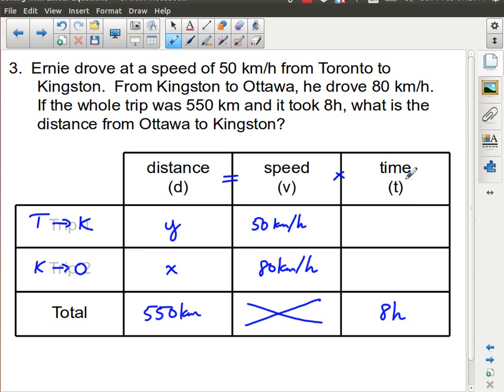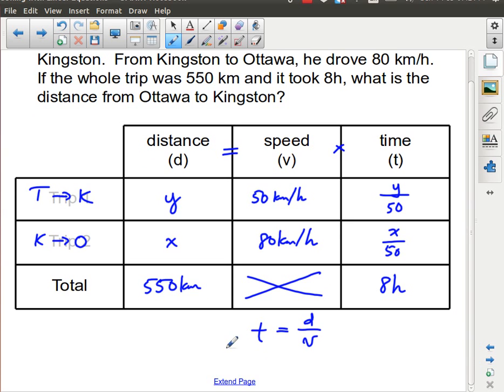So how do we write this? Well, we have to go back to what I was saying before, which is that you can rearrange this as time is equal to distance divided by speed. And so time is equal to distance divided by speed. And so from this, we actually get our two equations. This one, the distances add up to 550. Y plus x equals 550.